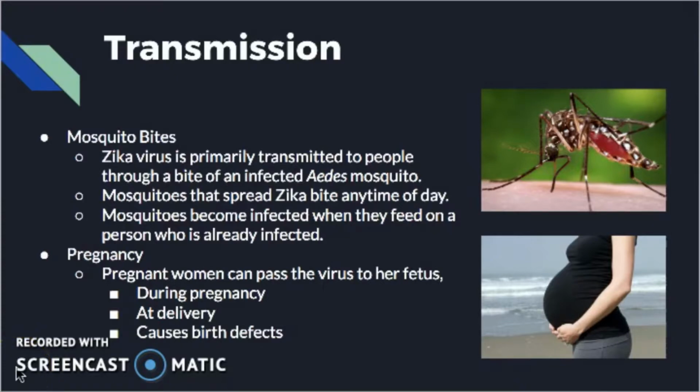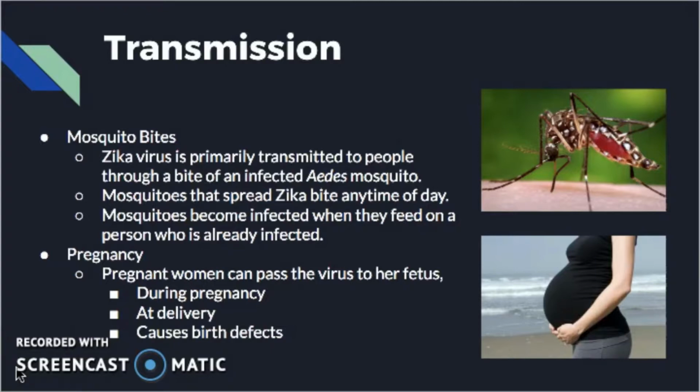Transmission. There are 4 possible ways of transmission. Zika virus is primarily transmitted to people through a bite of an infected Aedes mosquito. Mosquitoes that spread the Zika virus have been found to bite at any time of day or night. These mosquitoes become infected when they feed on an infected person.